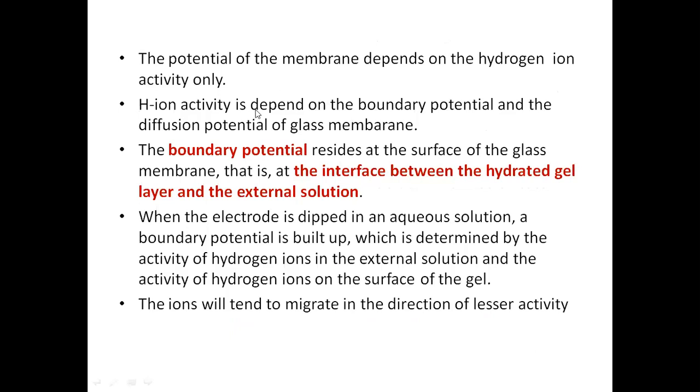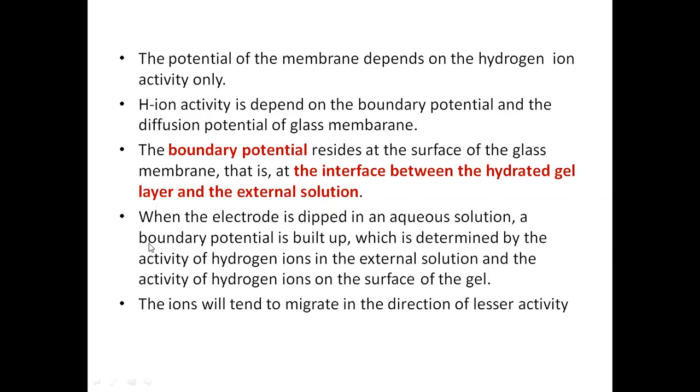Now, this is the first thing. The second thing is that hydrogen ion activity depends on two kinds of potential: one is boundary potential and the other is diffusion potential. Now, what is boundary potential? Boundary potential is the potential which takes place on the outer side of the glass membrane, at the interface between the hydrated gel layer and the external solution. What is the external solution? It is our sample solution.